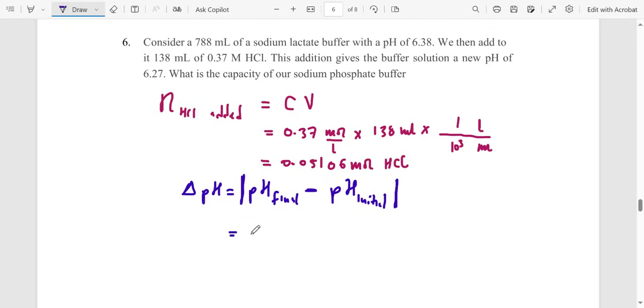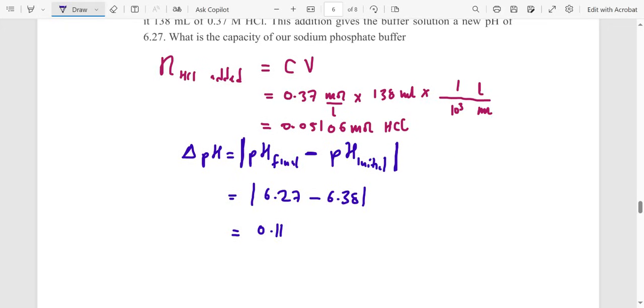So the final pH is 6.27, the initial is 6.38, and this is going to give us 0.11. It's going to be negative, but because we're in absolute bars, it's going to become positive. Okay, so the next thing that we need to find is now the buffer capacity.